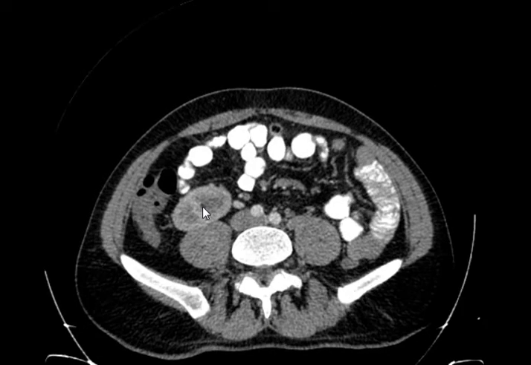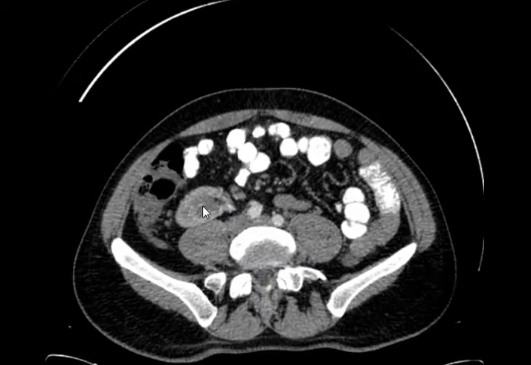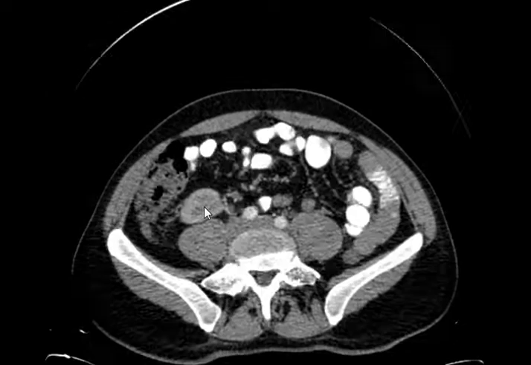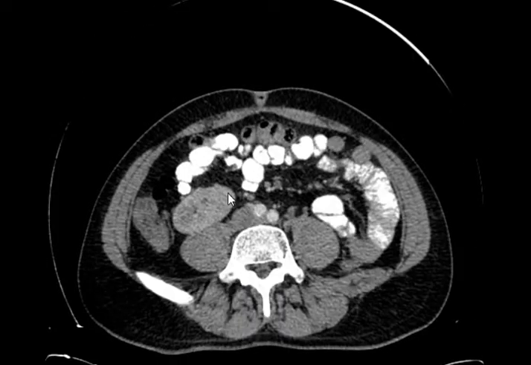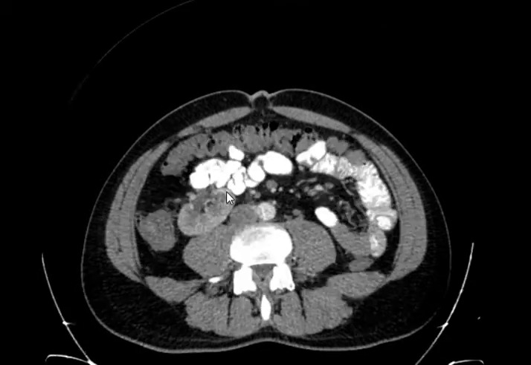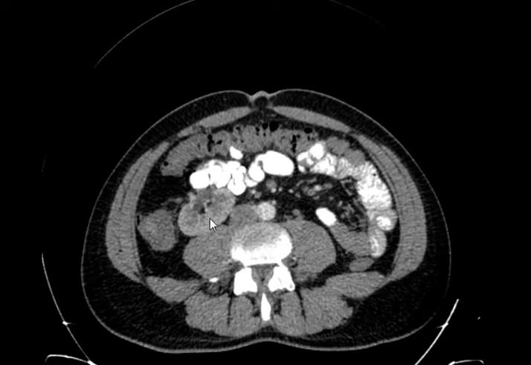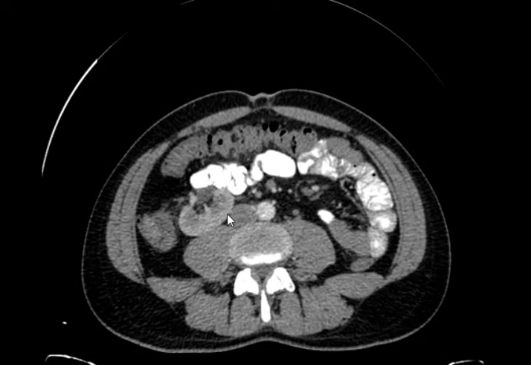I see abnormal thickening of the wall. Of what? What wall? The cecum. Good. Thickening of the wall with wall enhancement. Is this the cecum?